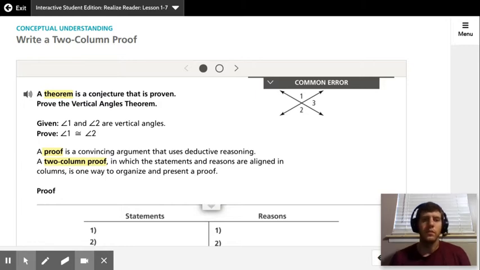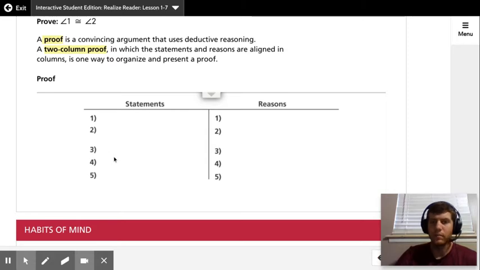Here, it says a proof is a convincing argument that uses deductive reasoning. It shouldn't just be subjectively convincing. It should be objective if you're doing it right. There are many different styles of proof. We're going to use a two-column proof, where you have the statements you make on the left and then the reasons for those statements on the right.